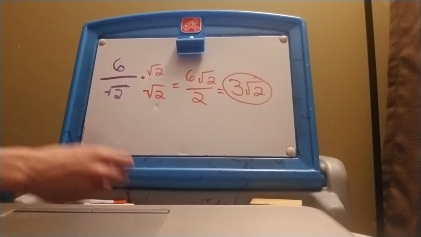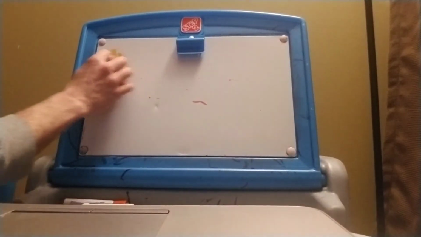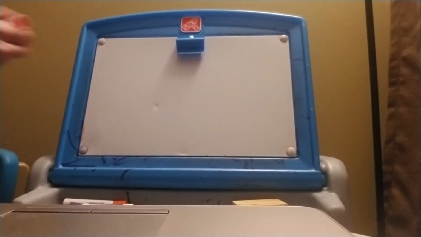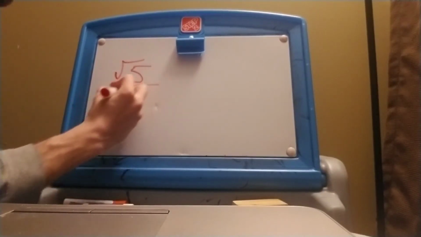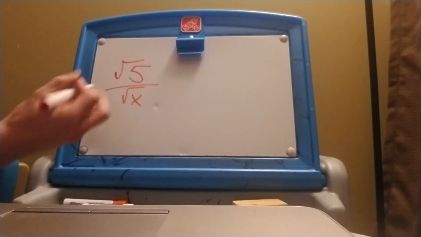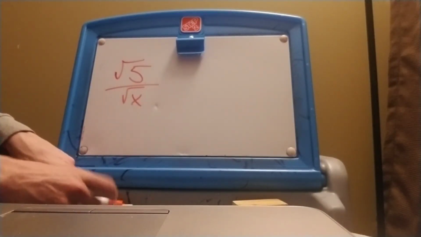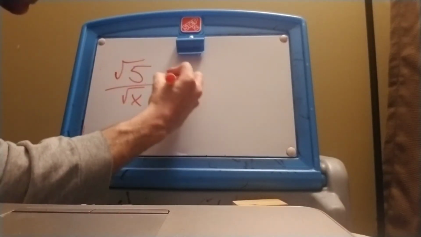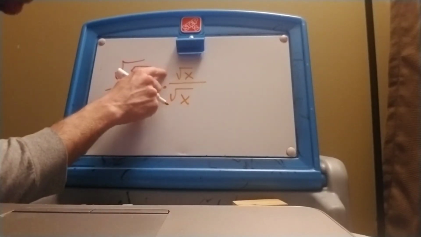All right, let's jump into variables, see what these look like with x's and y's and a's and b's and c's and whatever other letter you fancy. Square root of 5 over the square root of x. Nothing changes. If I want to get rid of a radical in my denominator, I'm going to multiply that radical by itself.